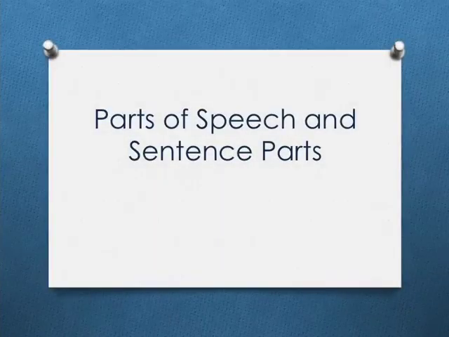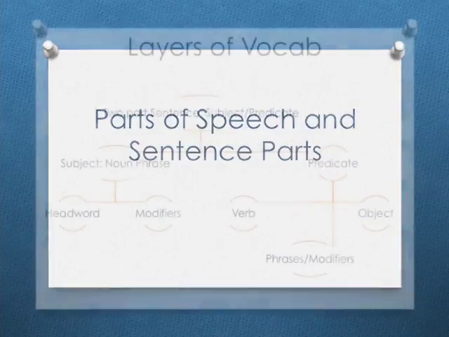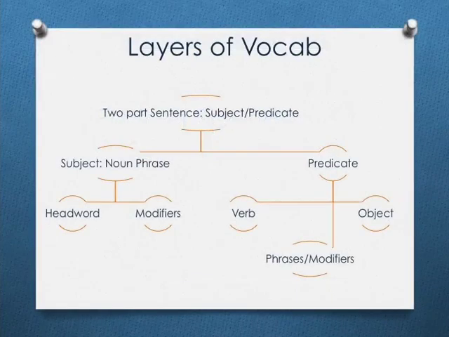First things first, today we're going to be talking about parts of speech. This table is just one way that we're going to be thinking about the relationship between grammar and sentences, which are the basic unit of how we communicate. We can think of any sentence as having two parts, a subject and a predicate.